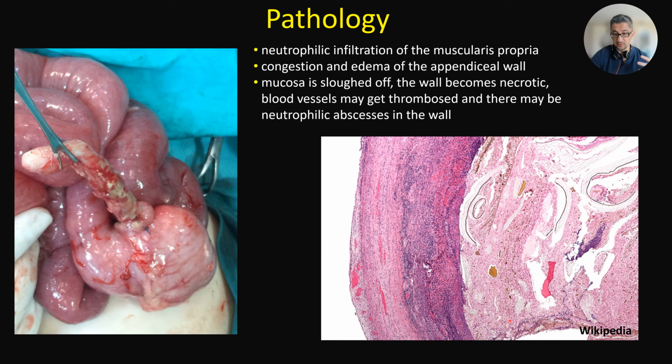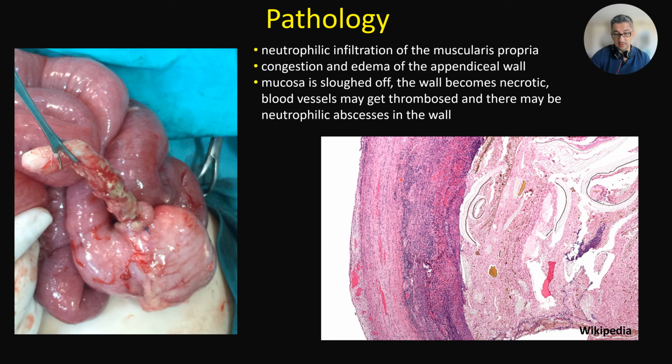This image I got from Wikipedia. This is the lumen of the appendix. This is the wall of the appendix. And these tiny blue dots are neutrophils infiltrating the wall. And we can see the infiltration of the entire wall.